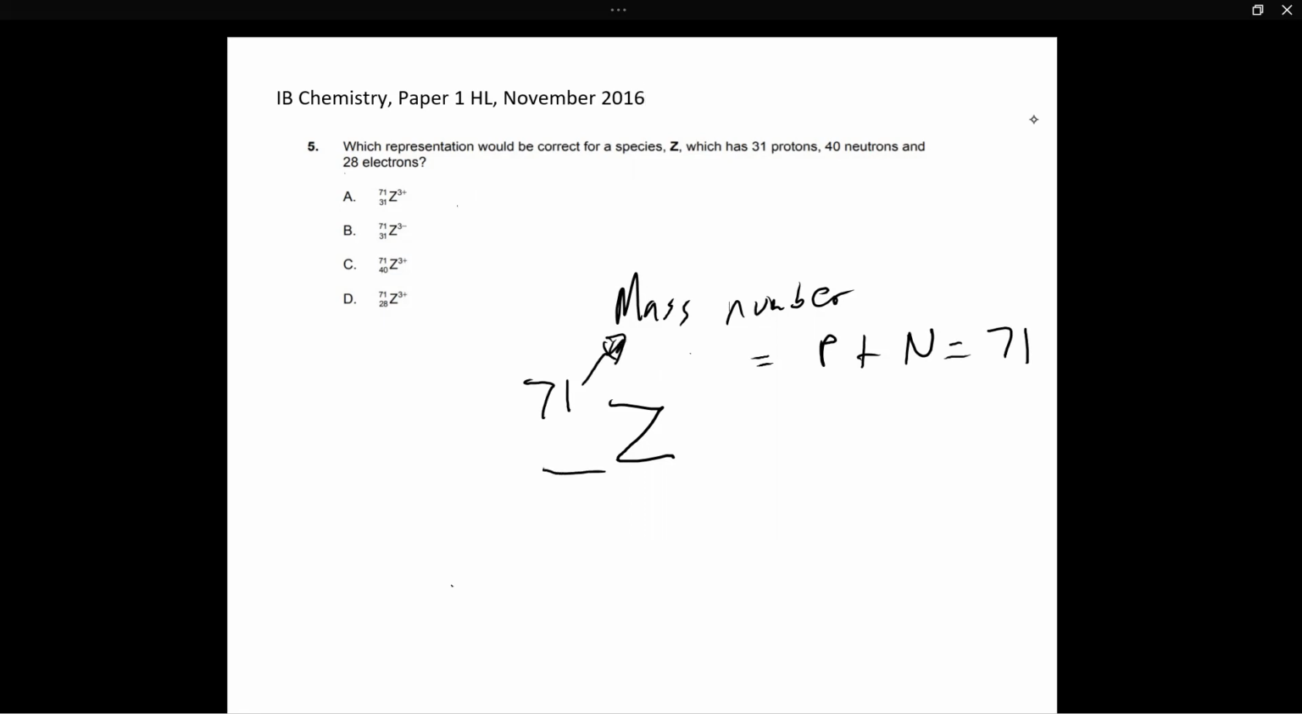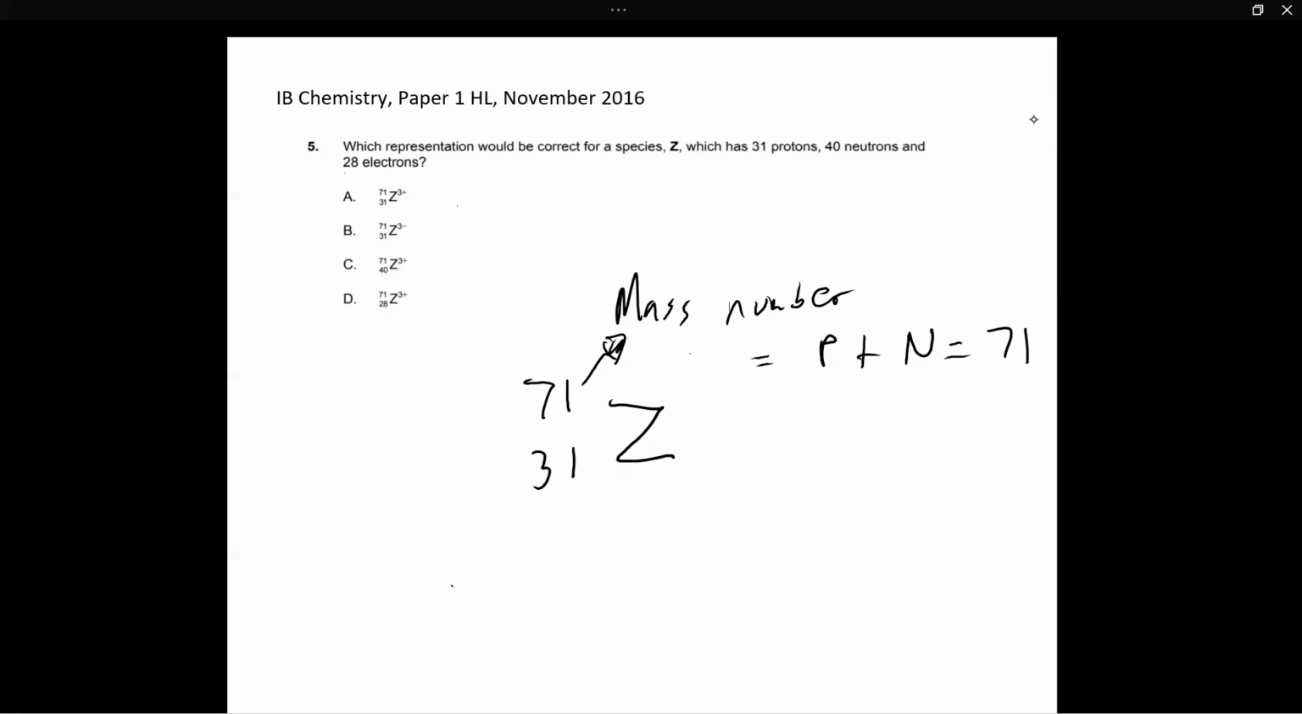What about the bottom number? The bottom number is the atomic number. And the atomic number is kind of like the identity of this specific element, Z. We don't know what it is, some random element, right? And the atomic number is basically the number of protons that it has. And as you can see, it has 31 protons. So this number at the bottom will be 31.